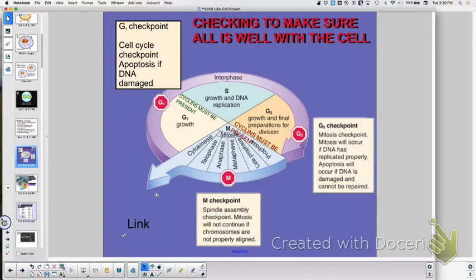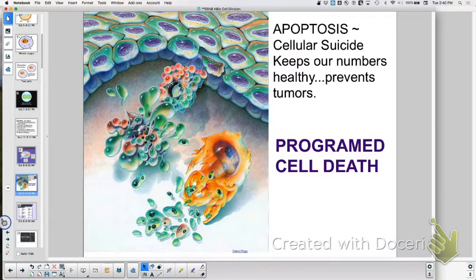Here, this checkpoint in G2 is saying, did you do the synthesis correctly? Did you accurately replicate the DNA? This one right here, it's in the middle of mitosis going, are you lining up the chromosomes appropriately? Because if not, we're either going to try to fix it or you're going to kill it. And killing cells is a normal part of development. Remember in development we talked about fingers, right? And what has to happen in between the digits? Apoptosis. So it's a balance between mitosis and apoptosis for normal growth, development, and repair. Okay? Questions, concerns on that? All right, so let's keep going.